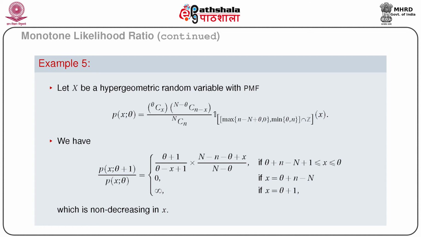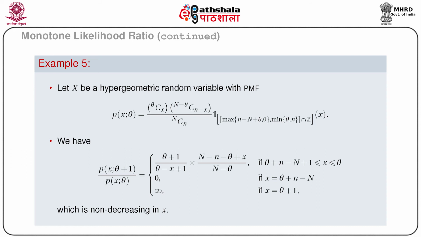We consider another example where X follows hypergeometric distribution with parameters theta, small n and capital N. Here theta is unknown. Here p_X(theta) is equal to (theta C x) times ((capital N minus theta) C (small n minus x)) divided by (capital N C small n), where maximum of (small n minus N plus theta, 0) is less than or equal to x less than or equal to minimum of (theta, n).